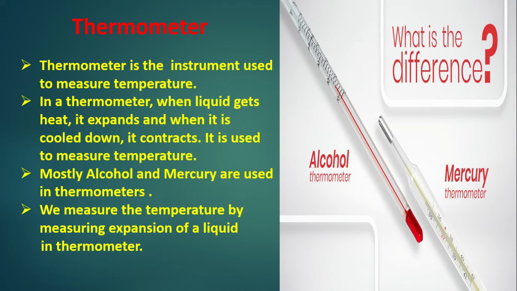Thermometer. Thermometer is the instrument used to measure temperature. In a thermometer, when a liquid gets heat, it expands, and when it's cooled down, it contracts. It is used to measure temperature. Mostly, alcohol and mercury are used in thermometer. We measure the temperature by measuring expansion of liquid in thermometer.